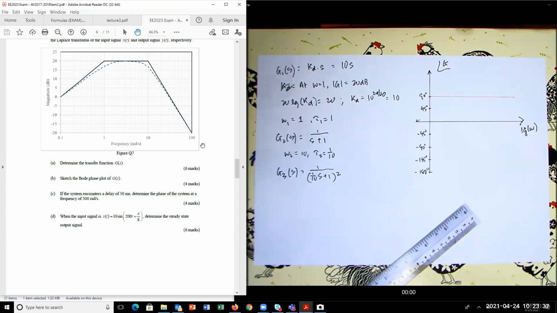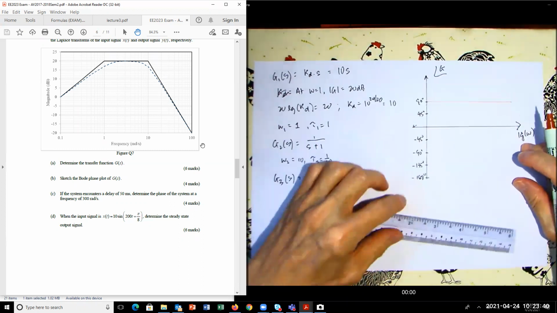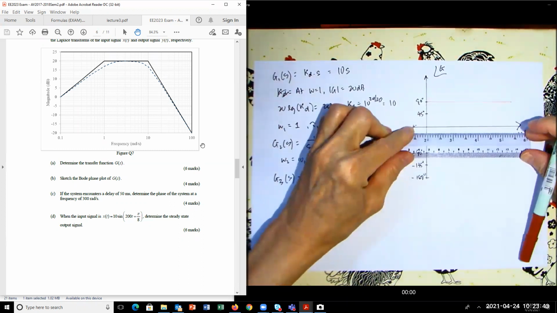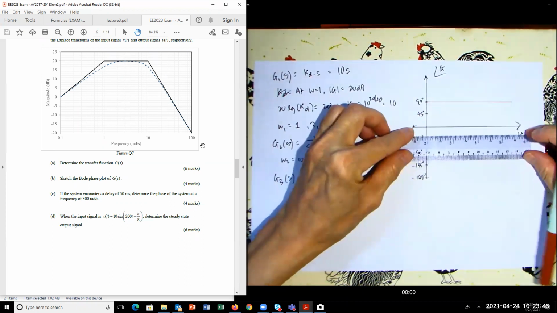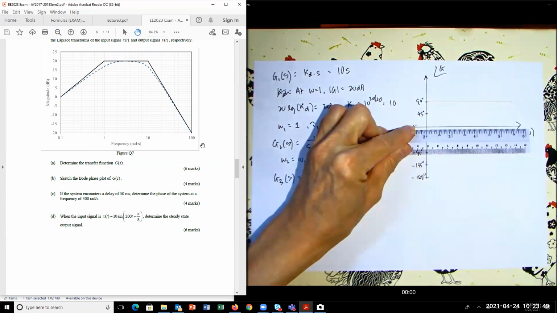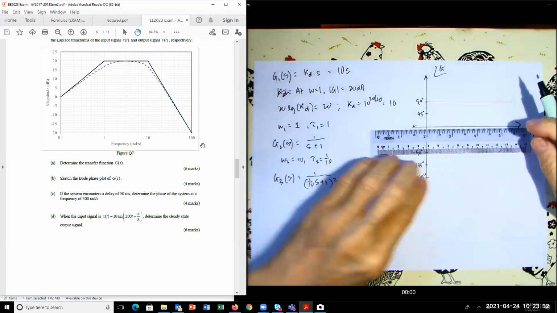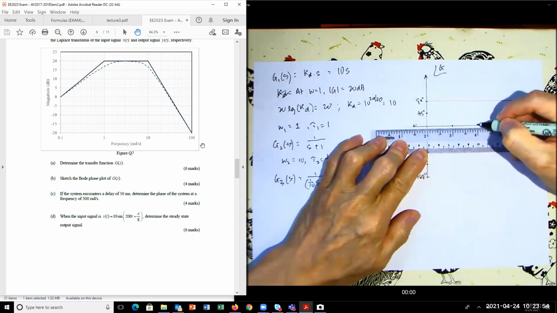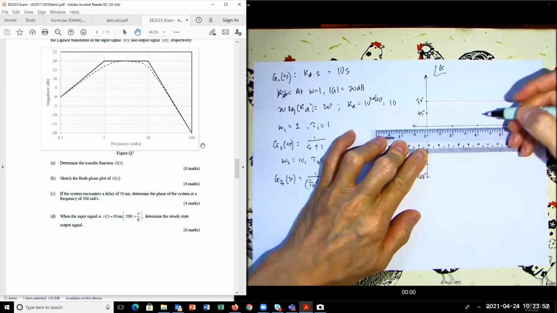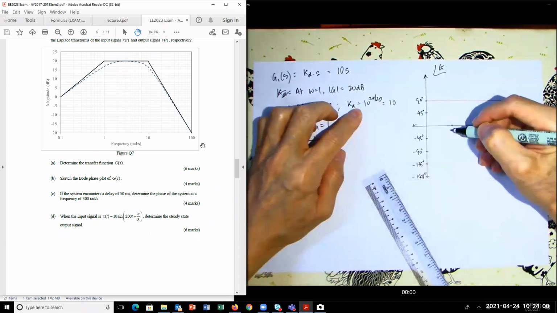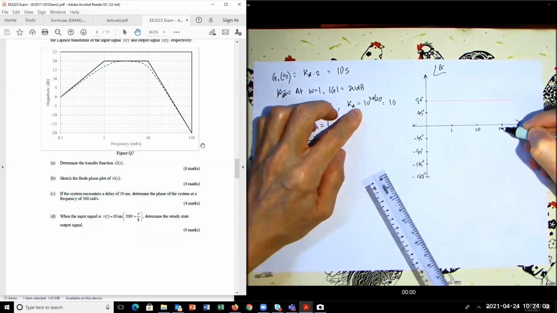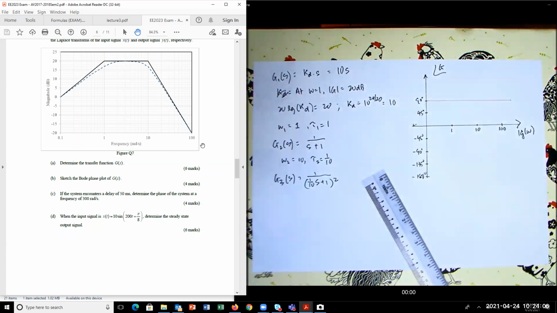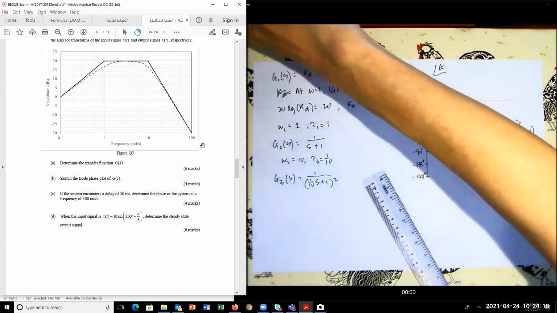Okay, let me just put the other things first. So this is 1, 2, and 3. So this is 1, 10, and 100, right? Okay, this is what it is. So G2, as we say, is a pole with a corner frequency at 1. That means over 2 decades. So let me draw G2 here.